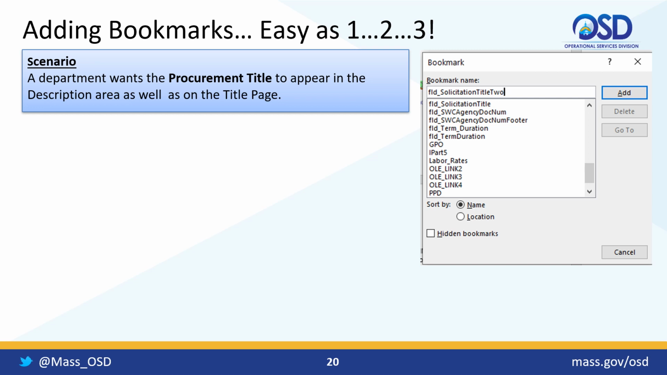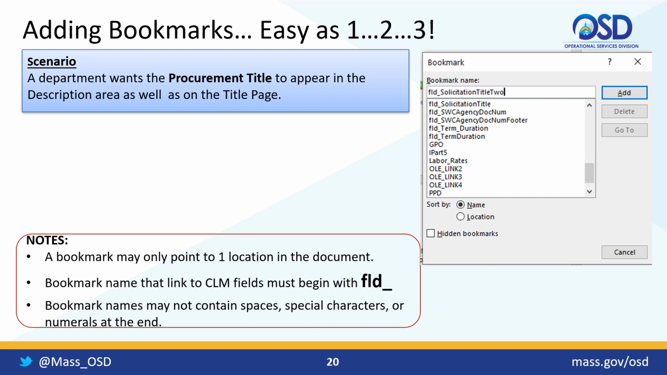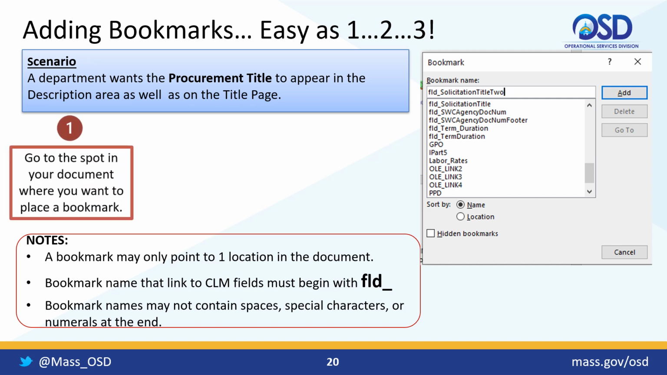Here's a what-if scenario for you. A department wants the procurement title entered into CLM during bid package creation to appear in the description section as well as on the title page. As it turns out, a bookmark can only point to one area in your document, kind of like in real life. Your bookmark goes to just one page in your book. To mark other pages, you need other bookmarks.